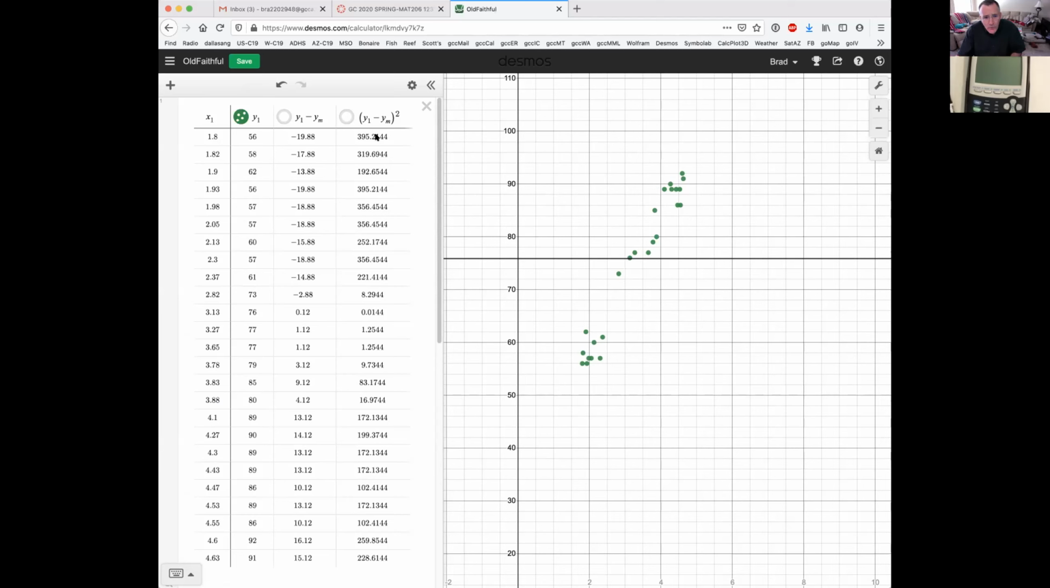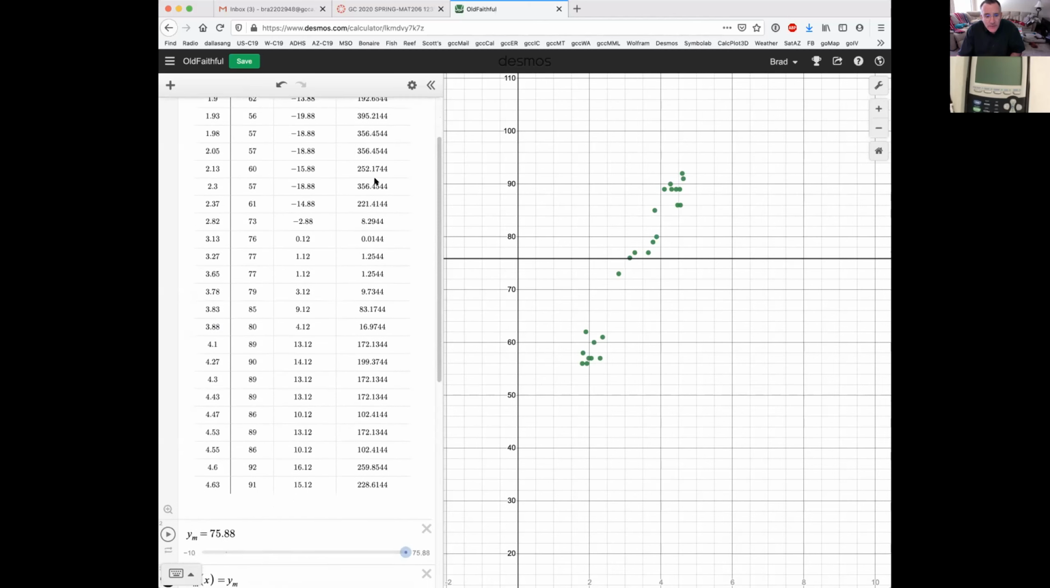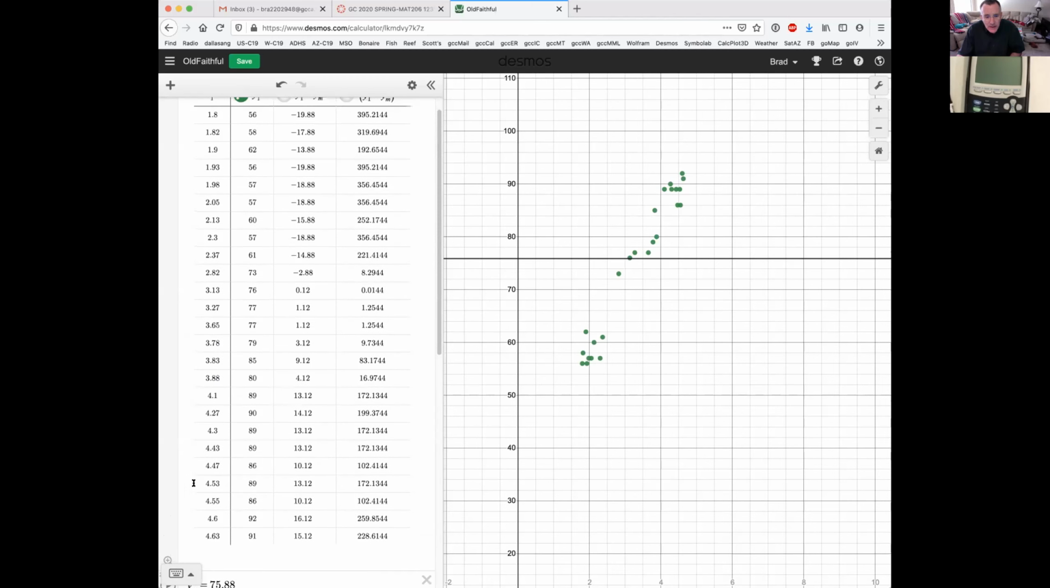Now, we can add these all up and divide by how many there are. And I think there were 24 or 25 times in our list. So we can add all these up and divide by 25. And we will get the average amount that the points deviate, the average squared distance from the average, okay? Or the standard deviation of the points.